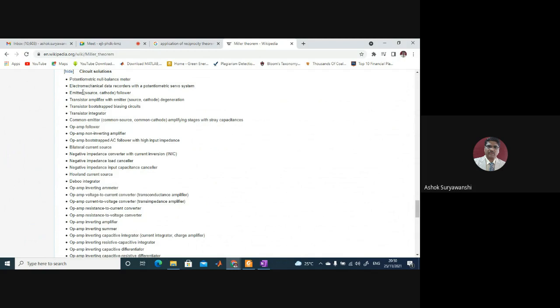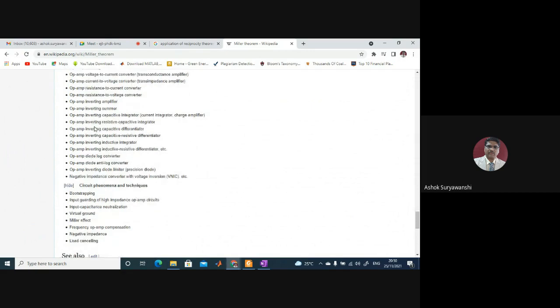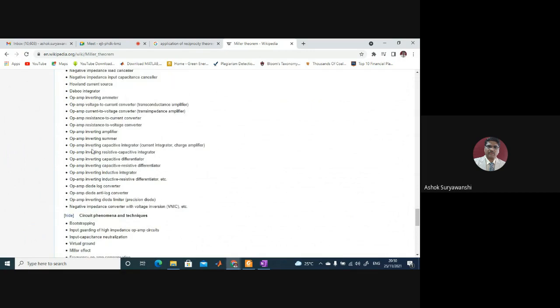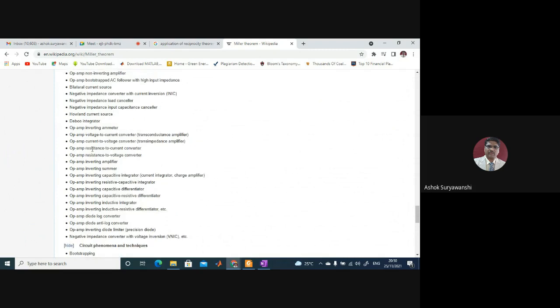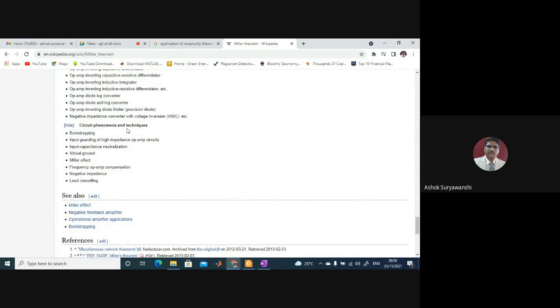So wherever there is an emitter follower, because wherever resistance or capacitance or inductance is there between the input and output, you can use Miller's theorem. These are the list of applications wherein Miller theorem is used, and you are going to study the maximum number of these circuits in your EDC or in your integrated circuits course, or further in third year and final year. Similarly, if you look at circuit techniques like the bootstrapping principle, I explained it.